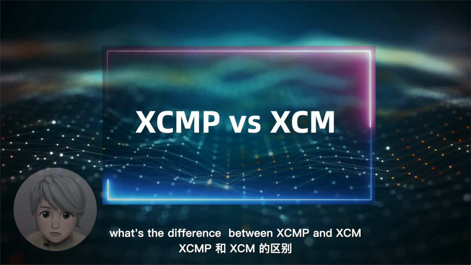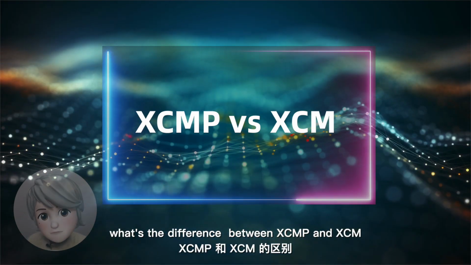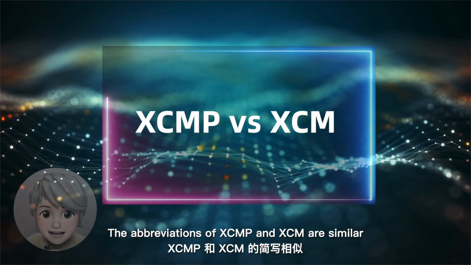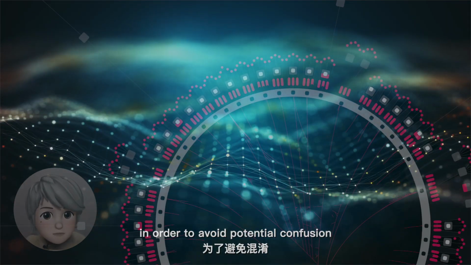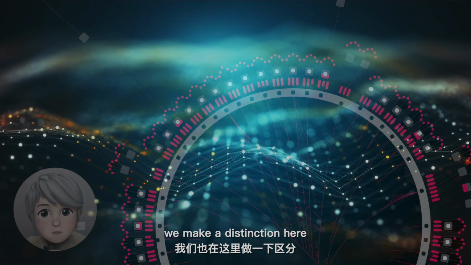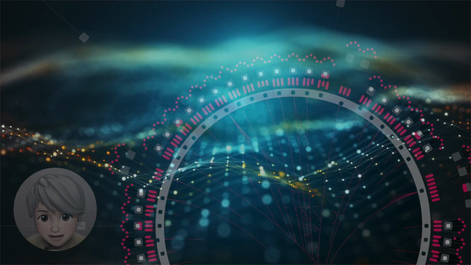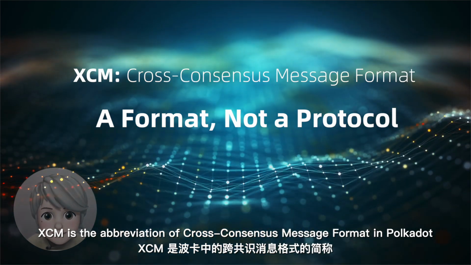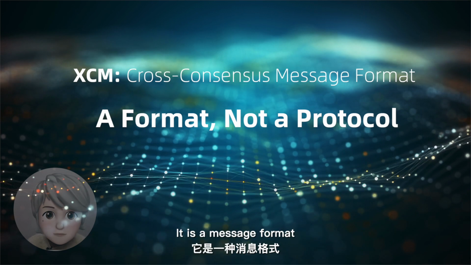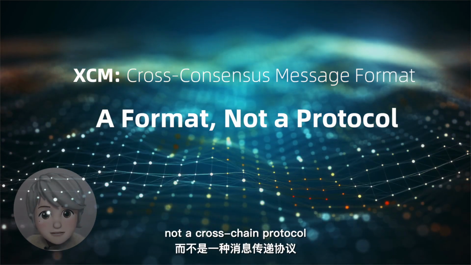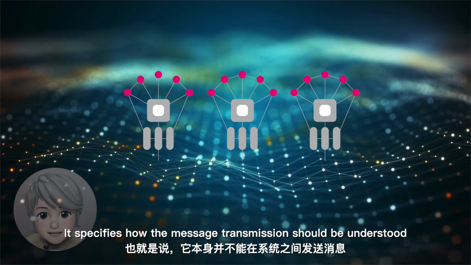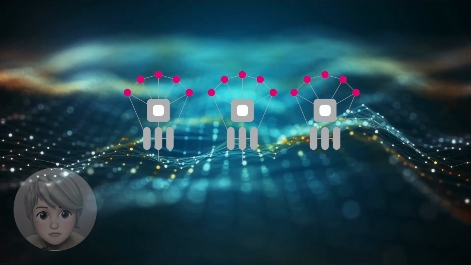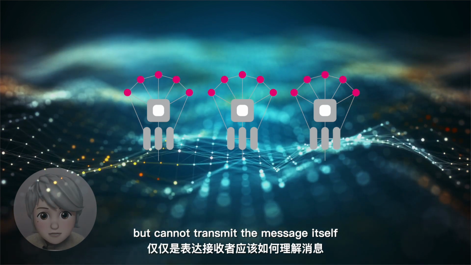Some of you don't know what the difference between XCMP and XCM is. The abbreviations of XCMP and XCM are similar. In order to avoid potential confusion, we make a distinction here. XCM is the abbreviation of Cross Consensus Message Format in Polkadot. It is the message format, not a cross-chain protocol. It specifies how the message transmission should be understood, but cannot transmit the message itself.